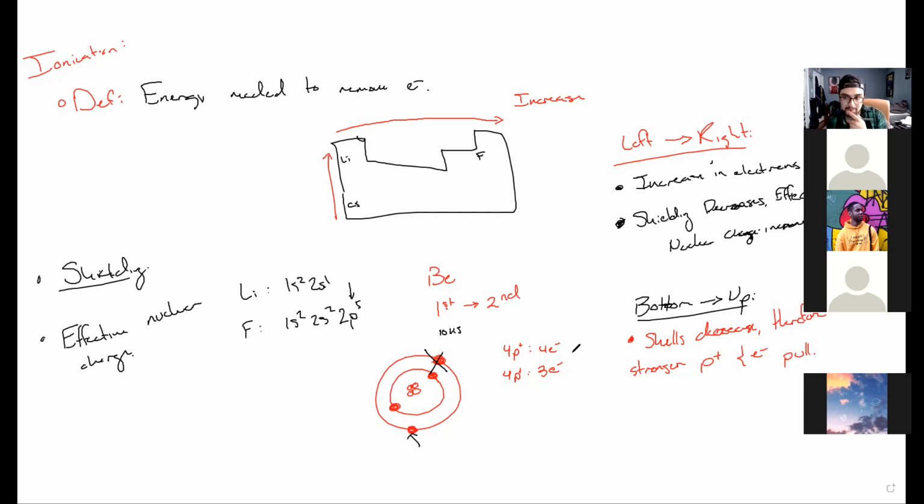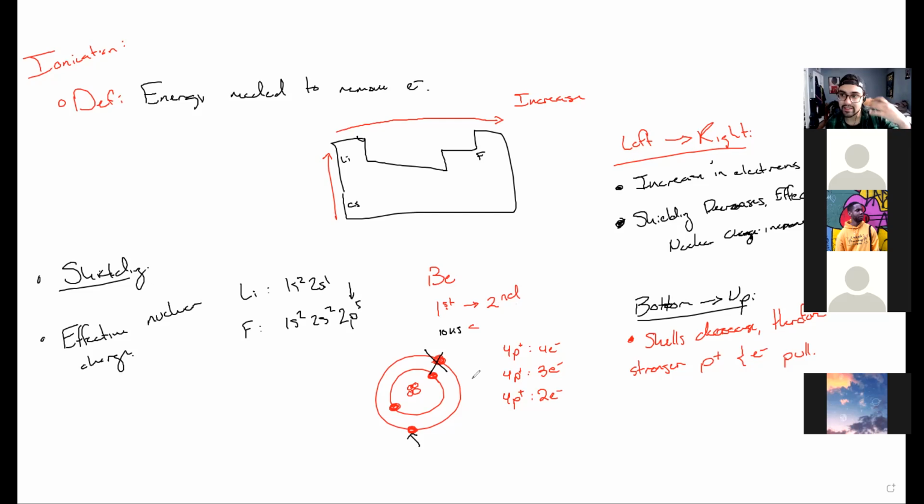It's gonna be more difficult. Yeah, it's going to be a lot more difficult to pull it away now, right? Because you have 4 protons, you got 3 little electrons. It's a 4 v 3. It's kind of a lost battle. So if you want to pull another electron away, you're going to need even more energy. So the second ionization will be much larger.